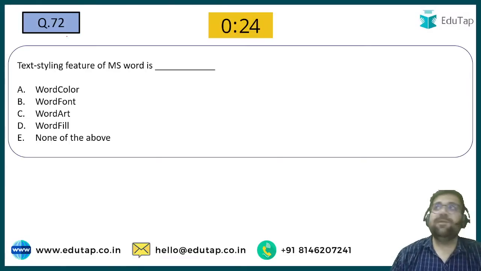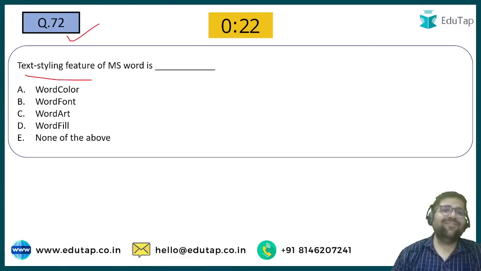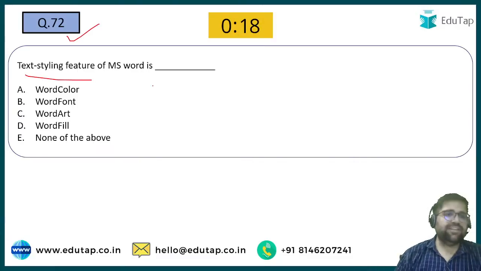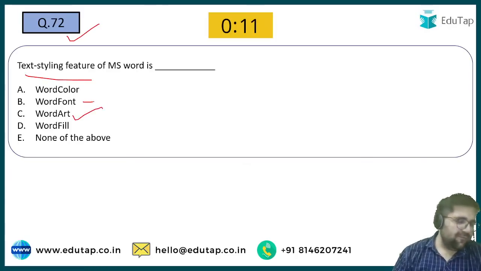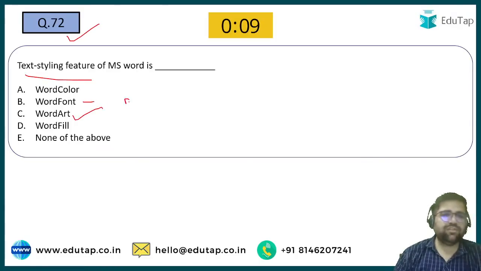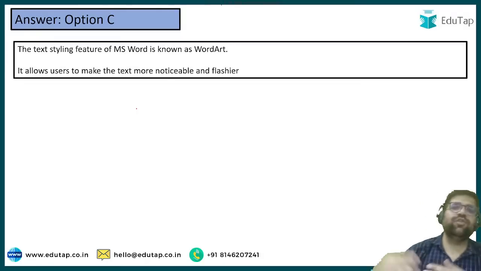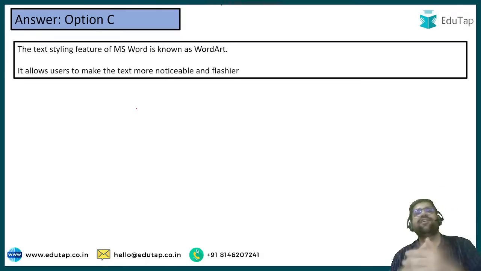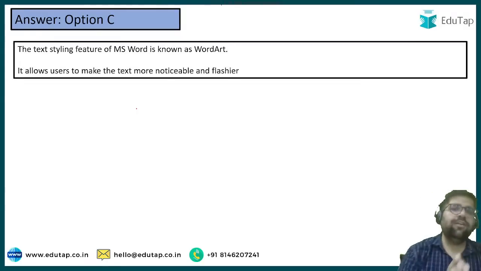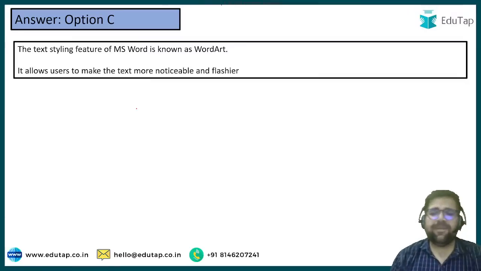Okay. Question number 72. The text styling feature of MS Word is called what? Yes, it is Word Art, my friend. Word Art is the correct answer. B is not the correct answer. Word Art means that you can add different colors, different styles, and other stuff to the text which you are entering in your MS Word.